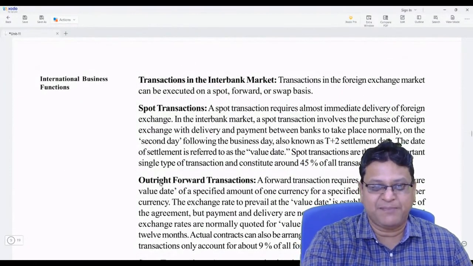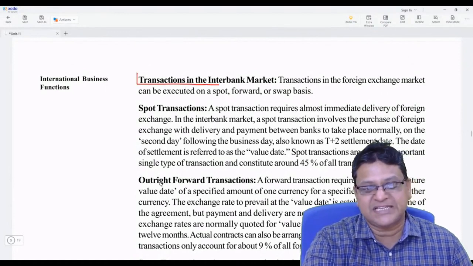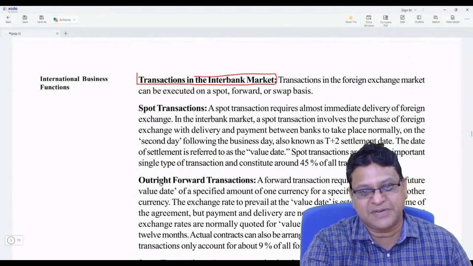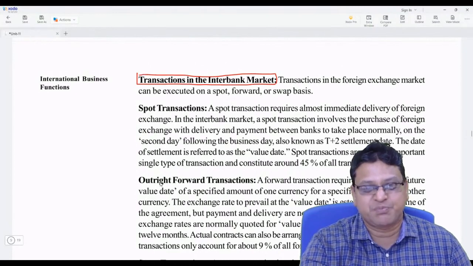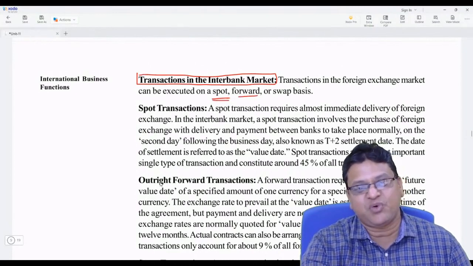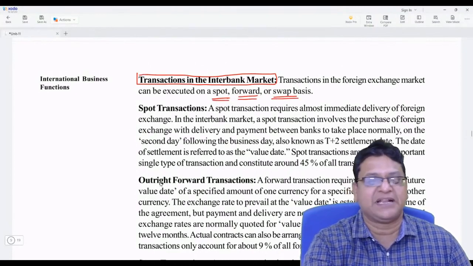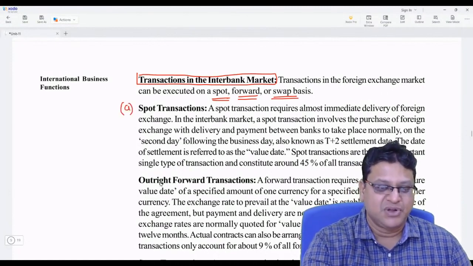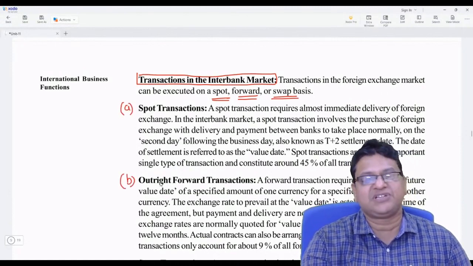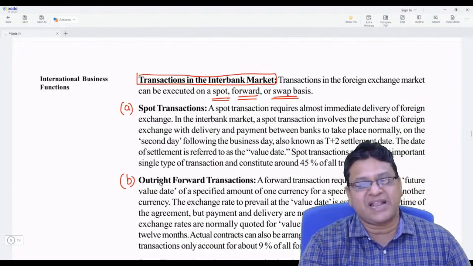Next, what are the transactions made in the interbank market? Generally, in the interbank market, three types of transactions take place. One is spot transaction, another is forward transaction, another is swap transaction. What is a spot transaction? What is a forward transaction? What is a swap transaction?